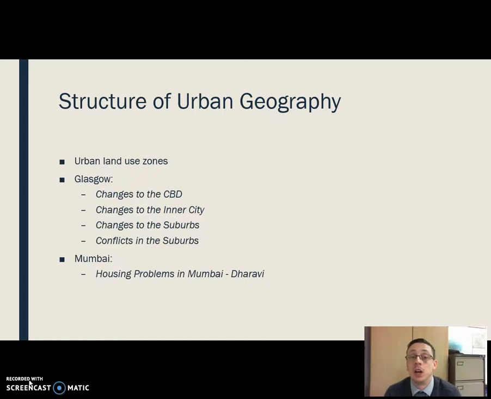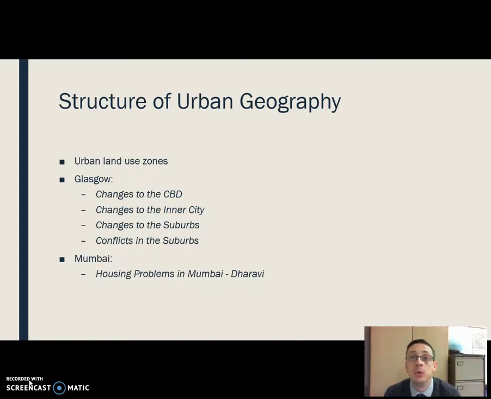So we're going to start with urban land use zones, and this is going to be fairly straightforward. We'll look at the different areas of varying land use type that we see in cities and urban areas. What are the common characteristics, what changes do we see as we move through the areas, and so on.